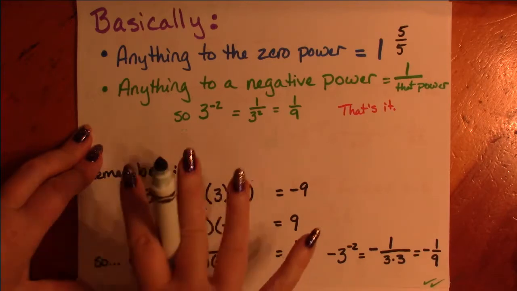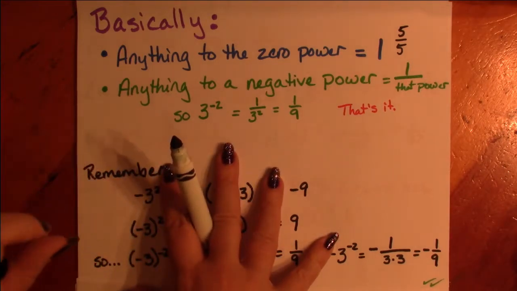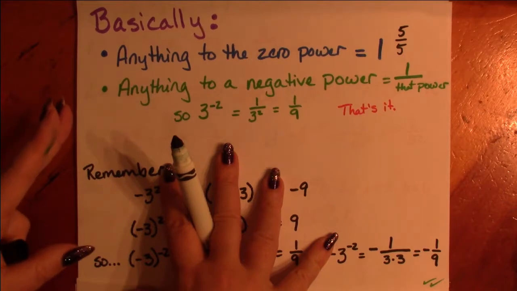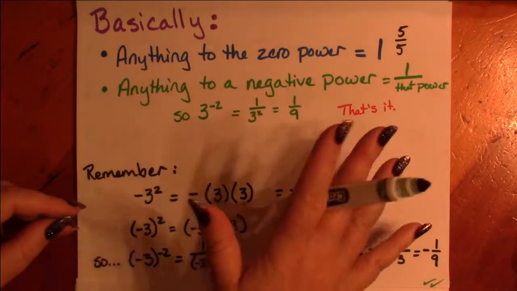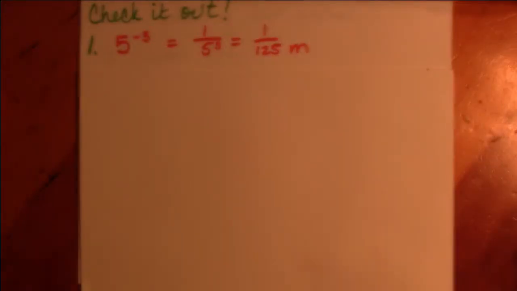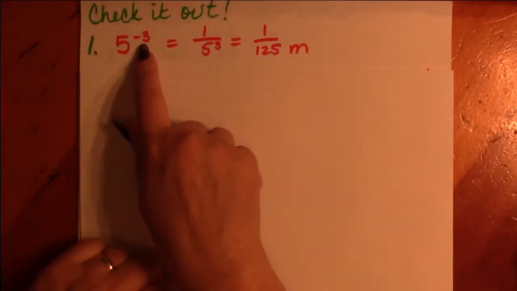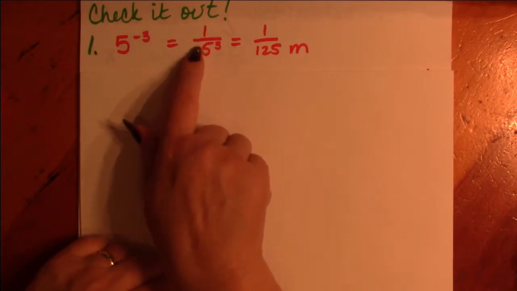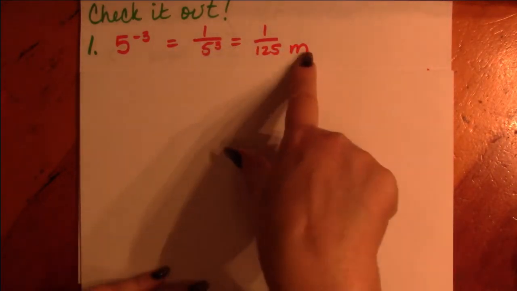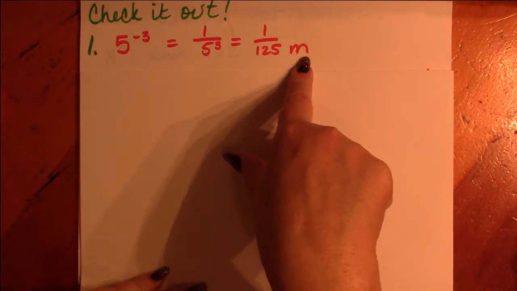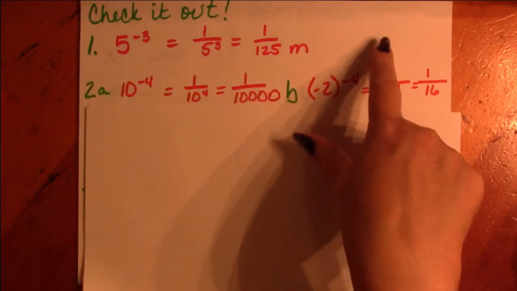So please pause here and do Check It Out numbers 1 and 2 on page 461. Pause here and come back when you're done. So, Check It Out number 1. 5 to the negative third is 1 over 5 to the third, which is 1 over 125, and it's meters because it's a word problem, so you need a word answer.